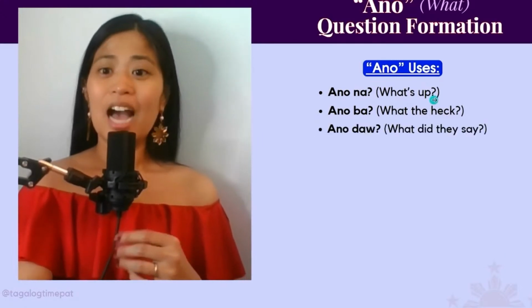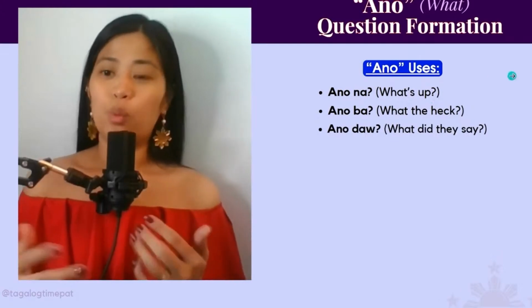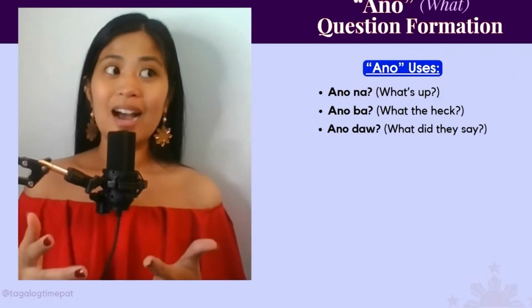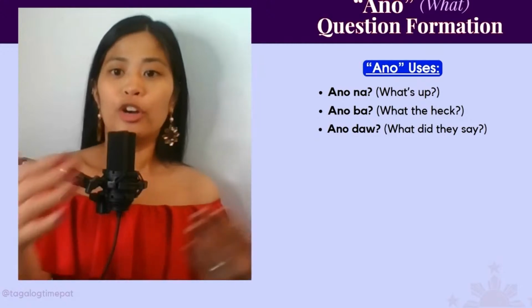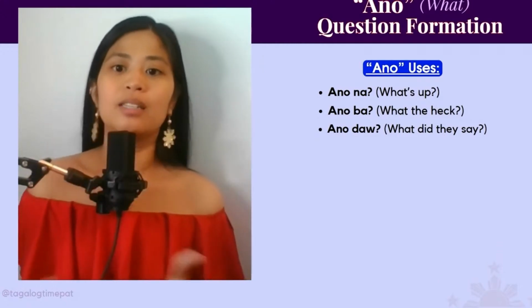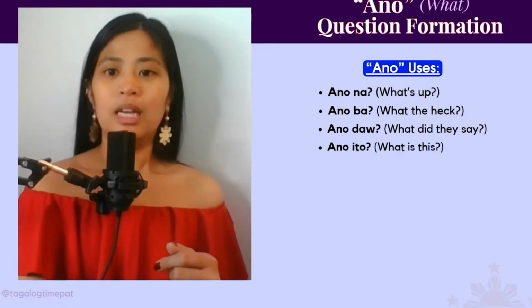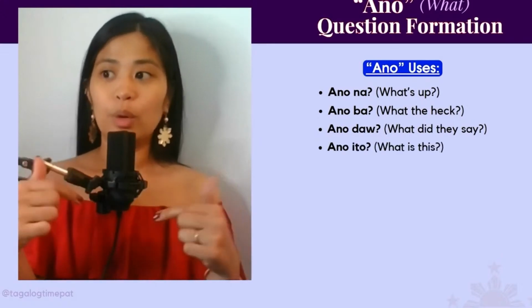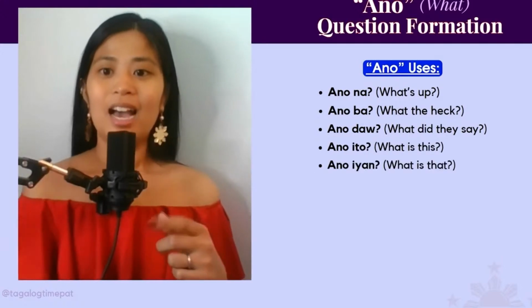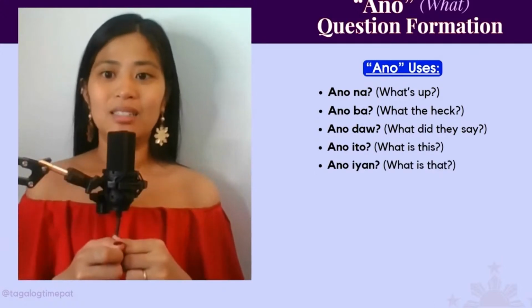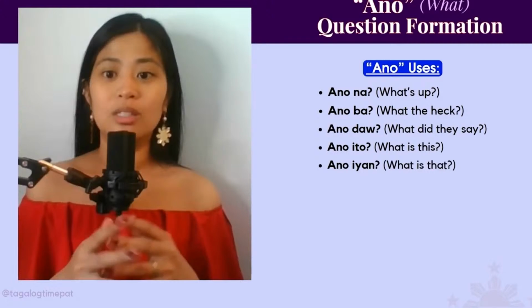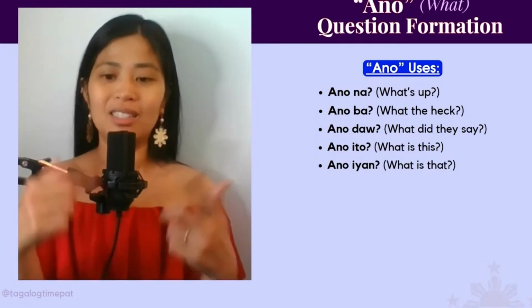Next, ano daw? That means what did they say? So daw means like you're referring to someone else after they've said something. So ano daw? What did they say? Ano daw? Next, ano ito? What is this? And then ano iyan? What is that? So that's just the different ways to use the demonstrative pronoun this and that.